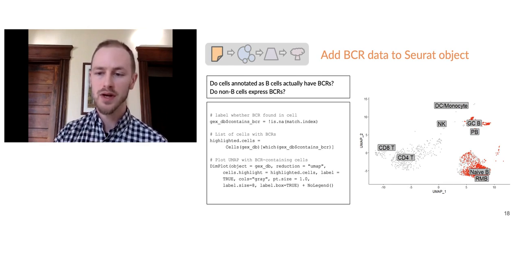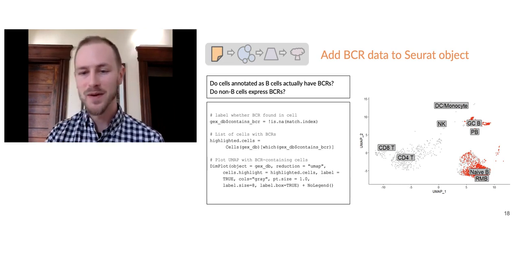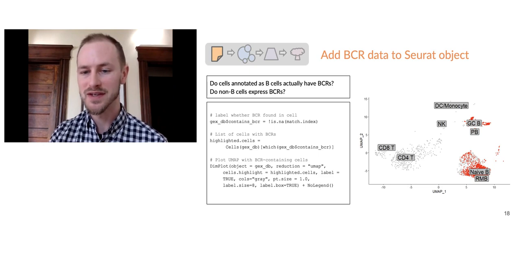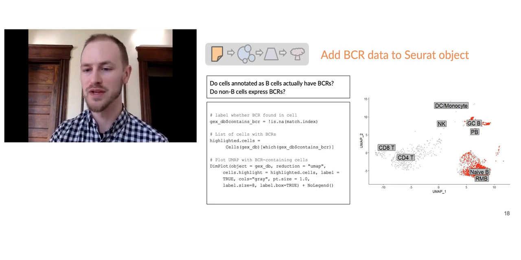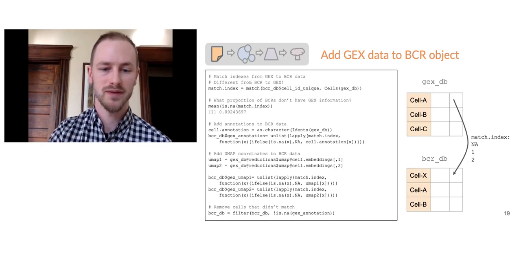At this stage, I would advise counting your blessings, because this does not always turn out like this. And if you find lots of T cells that are expressing BCRs or monocytes that are expressing BCRs, you might want to go through and double check the other parts of your pipeline. So this is looking good for now.